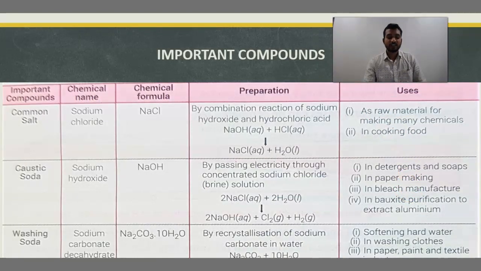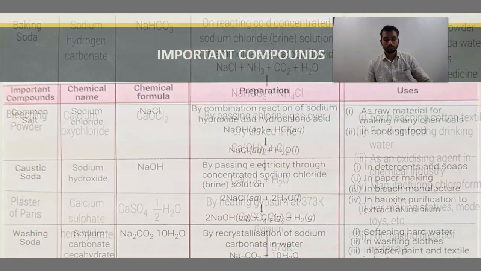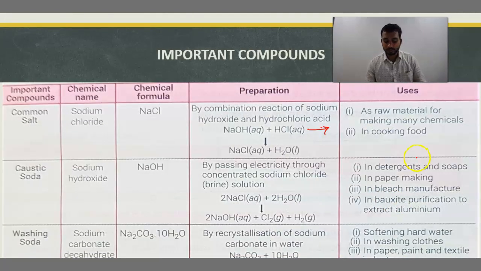The same table that I have explained, I have given once again. Common salt, sodium chloride: chemical formula, what is the preparation? By the combination reaction of sodium hydroxide and hydrochloric acid, what are we getting? Sodium hydroxide plus HCl gives NaCl plus H2O. This arrow mark means we can write the product over there. Just if you write this much, it's sufficient. And we have the uses over there. I hope you all can observe this. Is this visible?